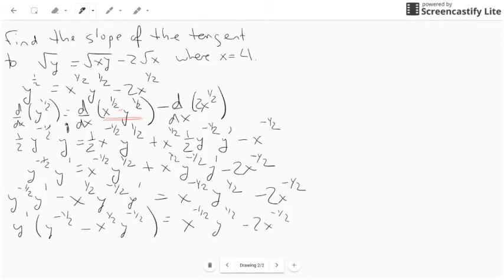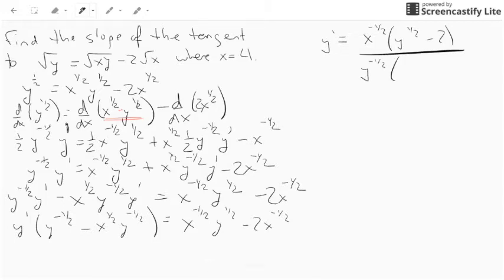All right, and so we're almost at the end here. So now when I isolate that, I'm going to get y prime is equal to x to the negative 1/2. I see the x to the negative 1/2 is common to both those terms, so I'm going to factor that out, and that's going to leave me with y to the 1/2 minus 2 in the numerator. My denominator is going to be, and notice there's a y to the negative 1/2 common to both of those, so I'll take that out, and that is going to leave me with 1 minus x to the positive 1/2.